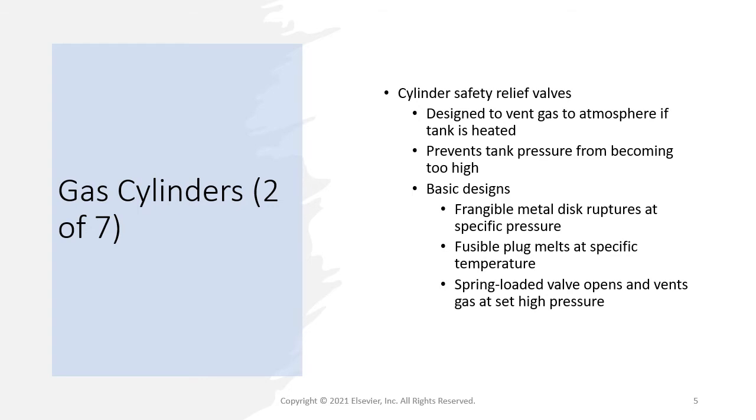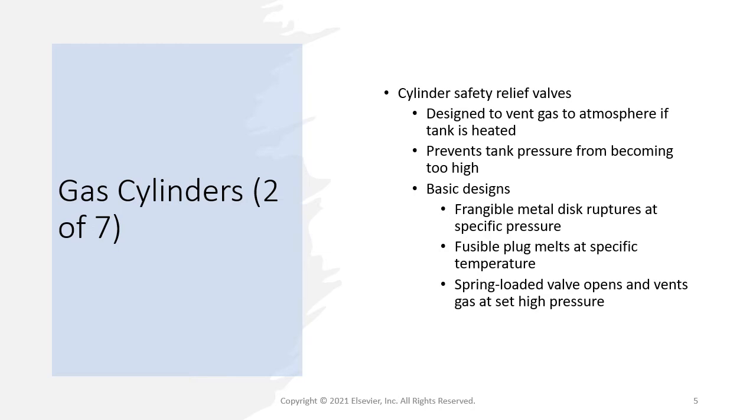The frangible metal disc ruptures at a specific pressure. The fusible plug melts at a specific temperature. The spring-loaded valve opens and vents gas at a high set pressure. In each case, the activated valve vents gas from the cylinder and prevents the pressure from becoming too high.